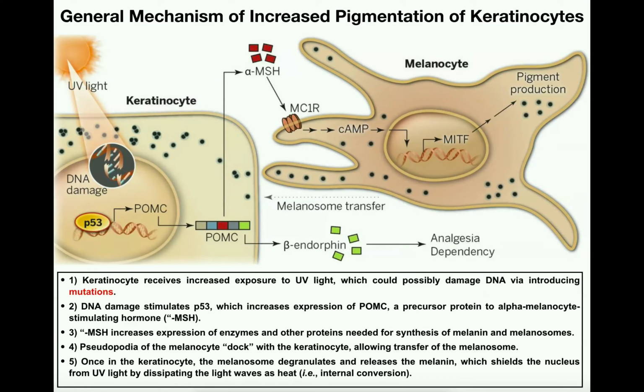In the previous video, we discussed the general mechanism of increased pigmentation of keratinocytes, and we answered the question of why, when somebody goes out in the sun, they get a tan. And it had to do with increased melanocyte activity in a negative feedback loop to protect the keratinocyte's DNA from ultraviolet light. And so the keratinocyte received melanin from the melanocyte.